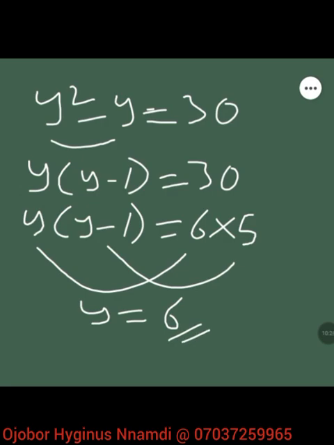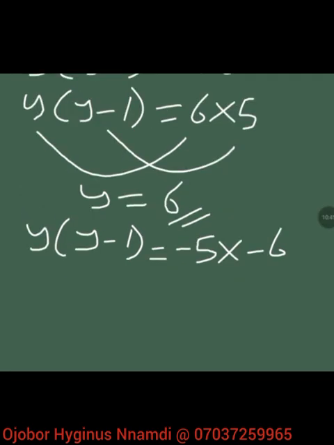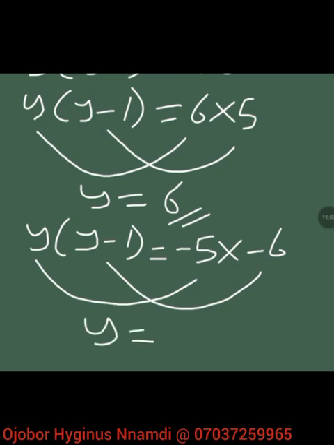We can as well change these two numbers to negative by saying y into y minus 1 equals minus 5 times minus 6. And of course, remember, the y is going to be greater than y minus 1, and minus 5 is greater than minus 6. So y takes minus 5, y minus 1 takes minus 6. And if y minus 1 equals minus 6, if you move 1 to the right hand side of the equation, y will still be minus 5. So here y is minus 5.